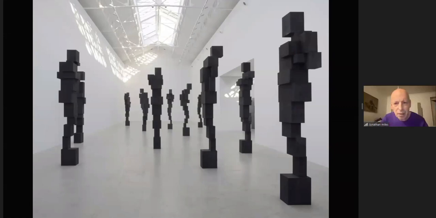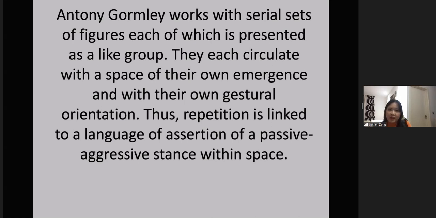Anthony Gormley. He is now exhibited in York. Anthony Gormley works with serial sets of figures, each of which is presented as a like group. They each circulate with a space of their own emergence and with their own gestural orientation. Thus, repetition is linked to a language of assertion of a passive-aggressive stance within space.